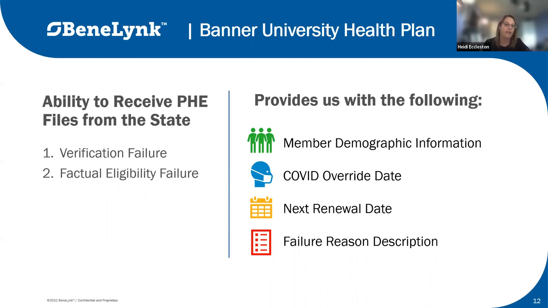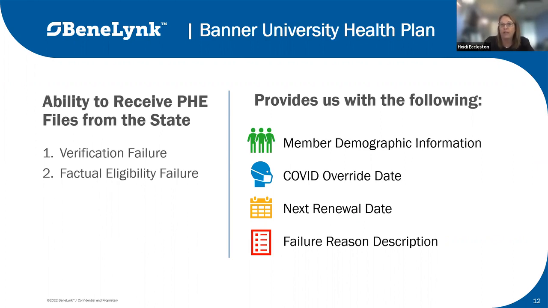The other file we get is the factual eligibility failure file. And that file are members who at some point during the PHE went through the renewal process, but were found to no longer be eligible for Medicaid. So that could be for various reasons. And so what we are targeting with that group of members is we're really ensuring that they understand, as we get closer to the end of the PHE, that they go and complete another renewal to see if anything has changed and they may qualify for Medicaid benefits still.